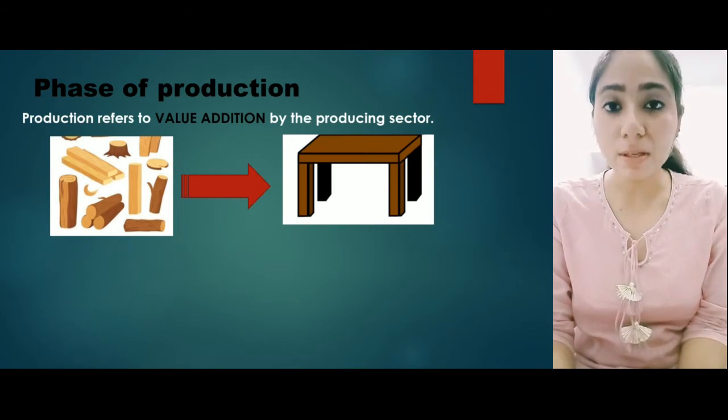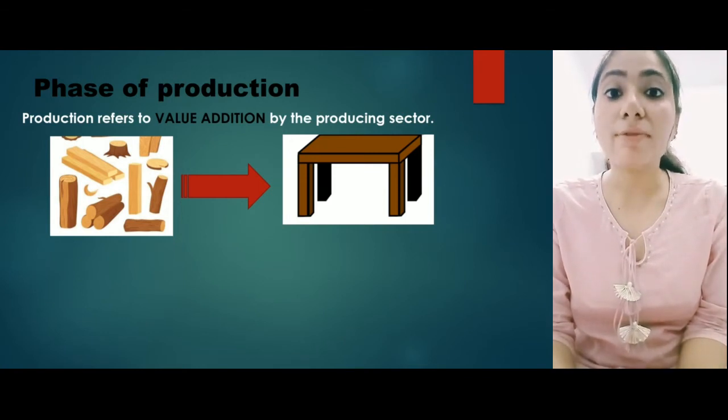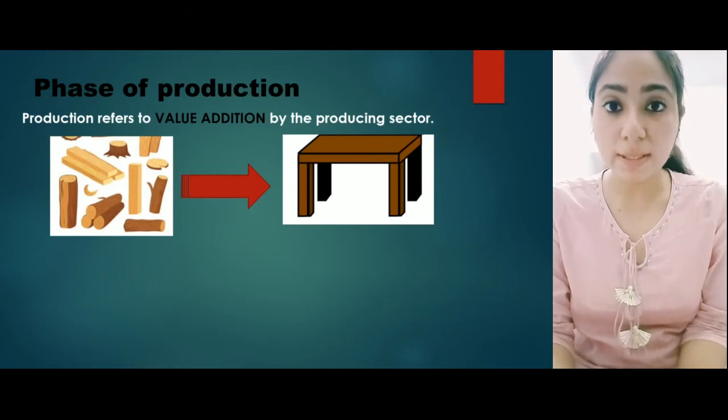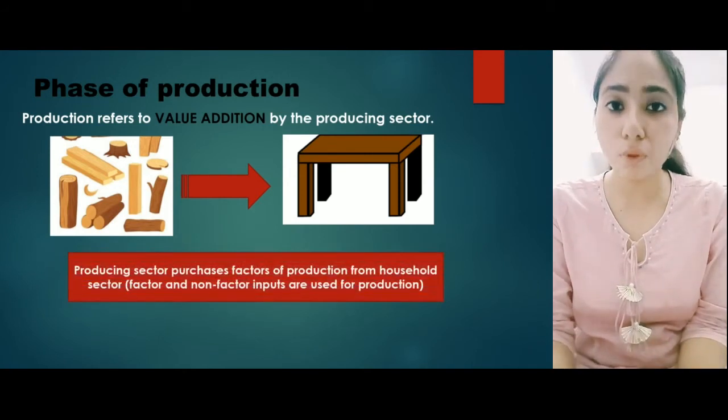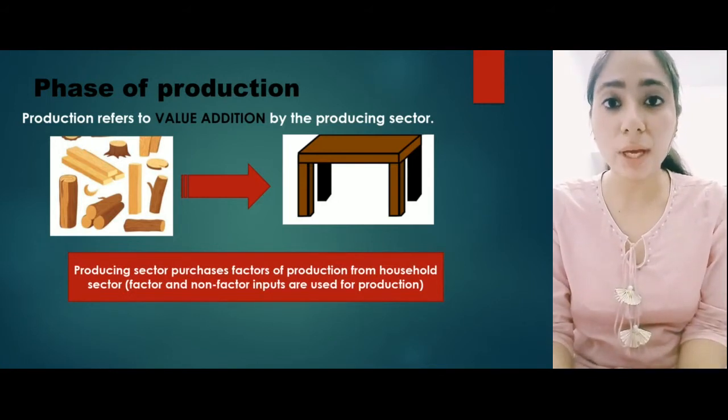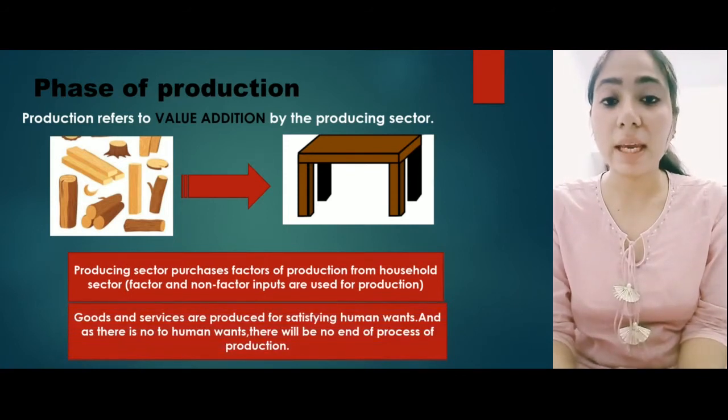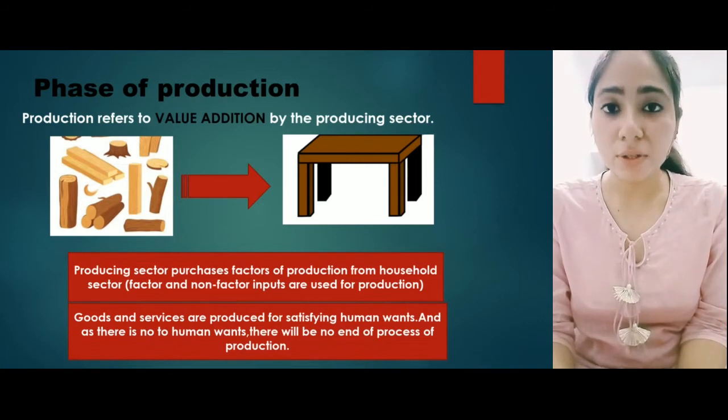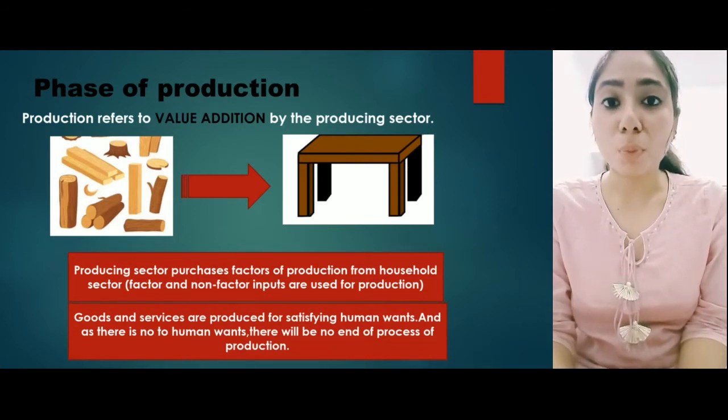So what happens is the producer sector takes the factors of production from the household sector for the purpose of producing goods and services, and those are the factor inputs, also involving the non-factor inputs, that is the raw material, and then converting these inputs into goods and services for human wants. And those human wants are unlimited. They cannot stop demanding goods. So obviously production will go on again and again. That is not going to stop. That is what I told you in the beginning. There is no beginning or end to these activities.